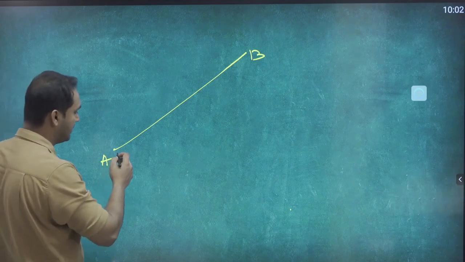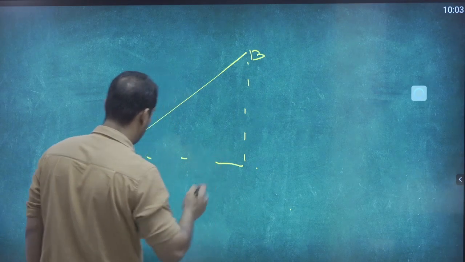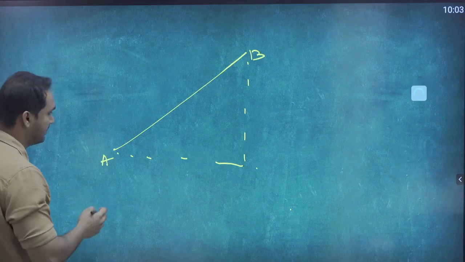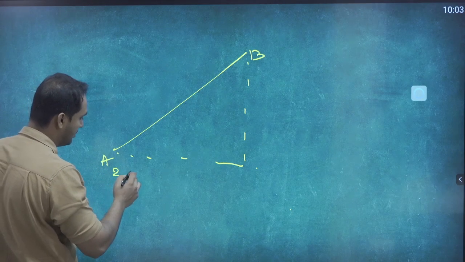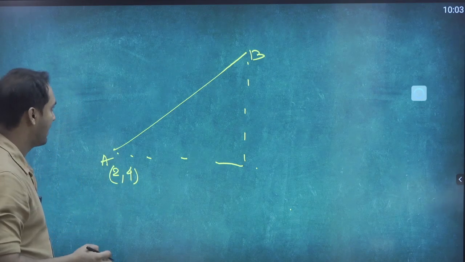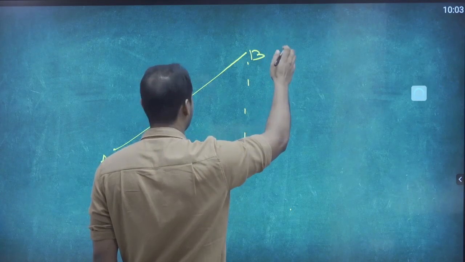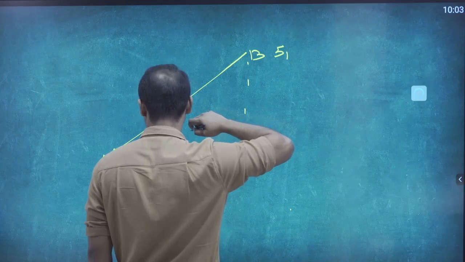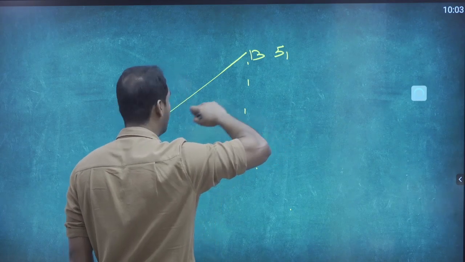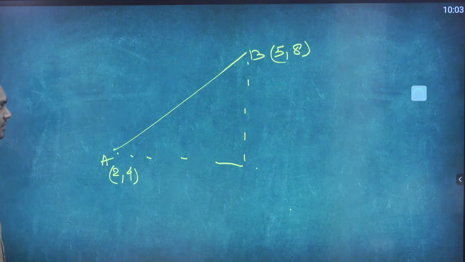So it will be something like this. So let's say the coordinates here is like 2 and 4, right? And the B coordinates here are 5 and 8, right? Let's think something like this.